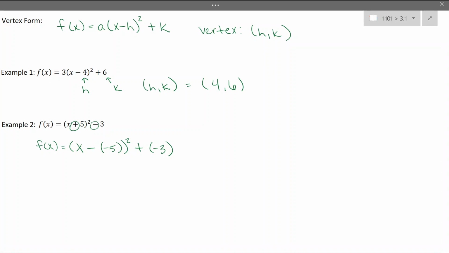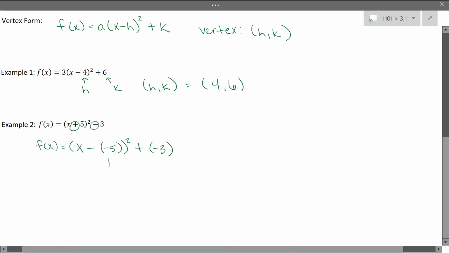So now we can just look at our function, and we have a negative 5 in the h spot, and we have a negative 3 in the k spot. So our vertex, h comma k, is equal to negative 5 comma negative 3.